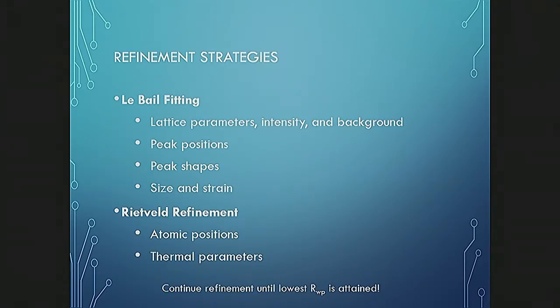So this is the general strategy to follow a Rietveld refinement. We first fit the lattice parameters, the peak positions, and intensity and shape without including the atomic position and atomic displacement. And this is known as the Le Bail fitting. And next, we also include the atomic positions and displacement and thermal parameters, and this is the Rietveld refinement. And so the general strategy is we continue to run cycles until we get the lowest Rwp value.